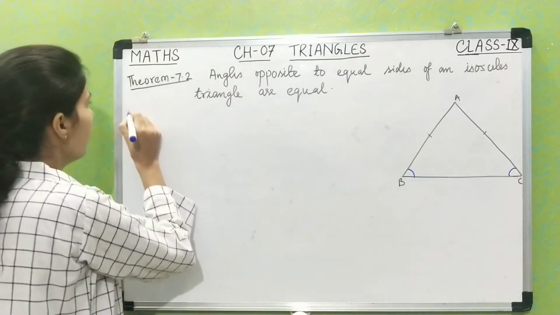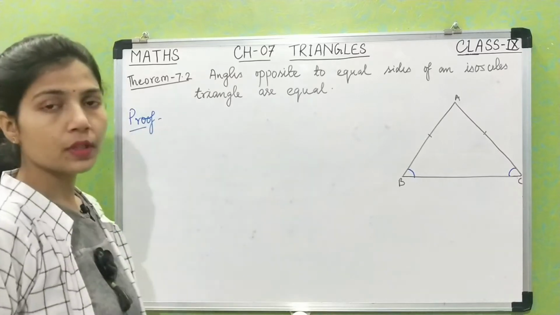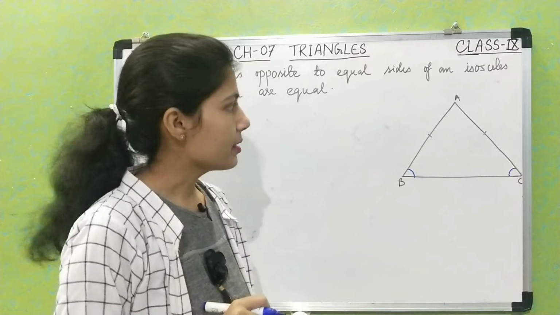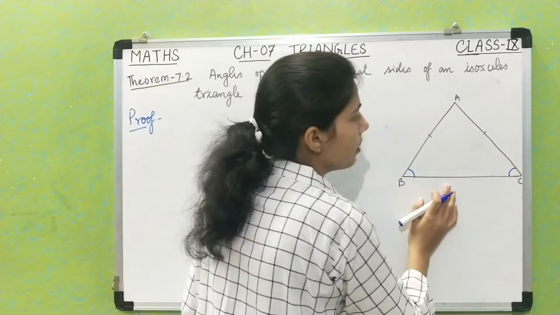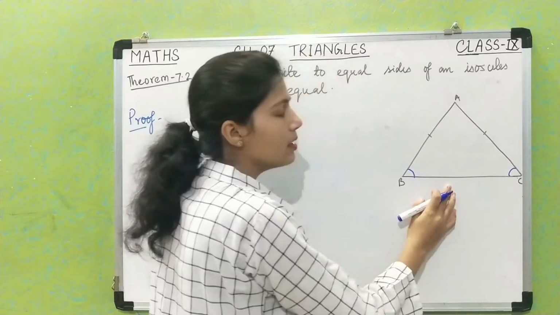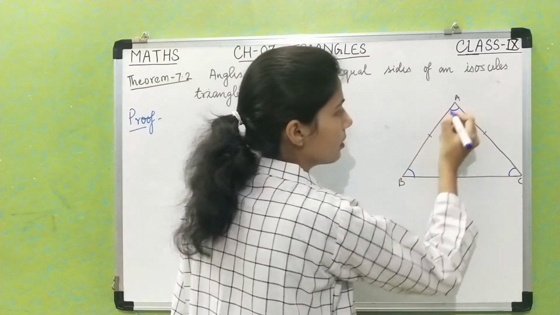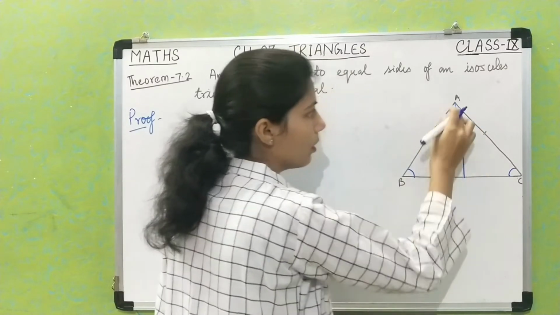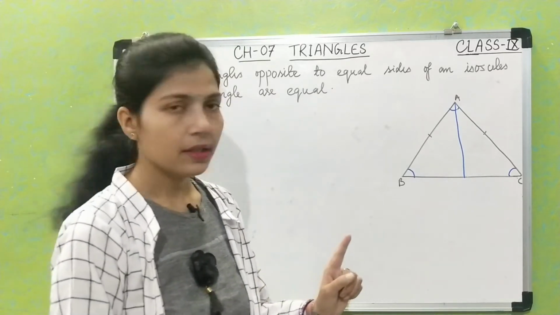So for this proof, first we have to do little construction. Here we will take angle bisector of angle A, means the angle bisector of this angle A. Okay, we have to do this.